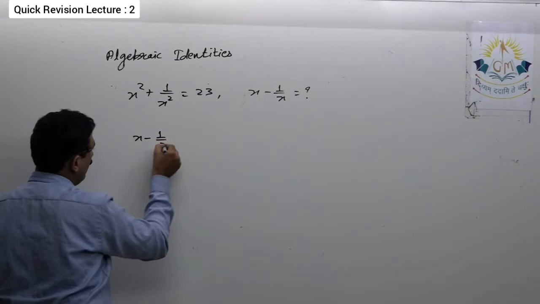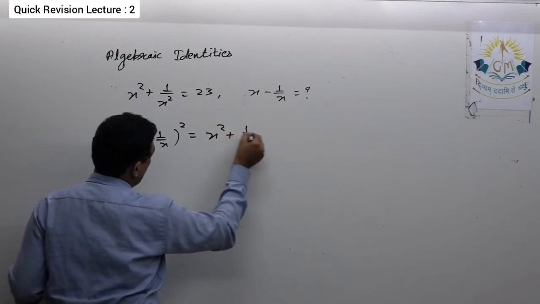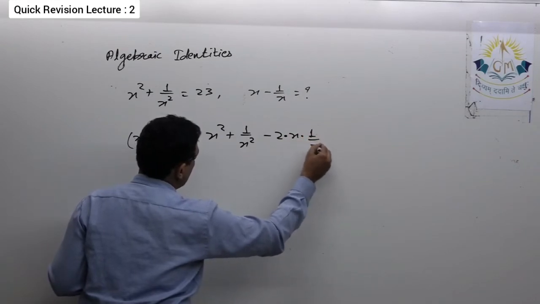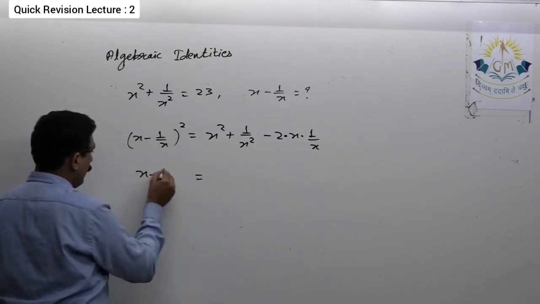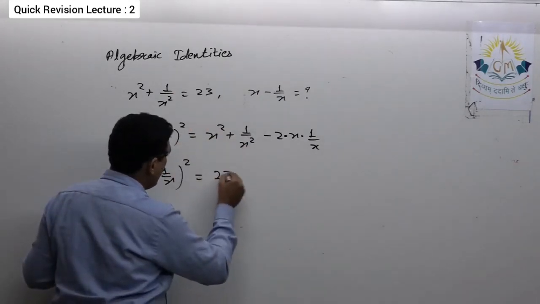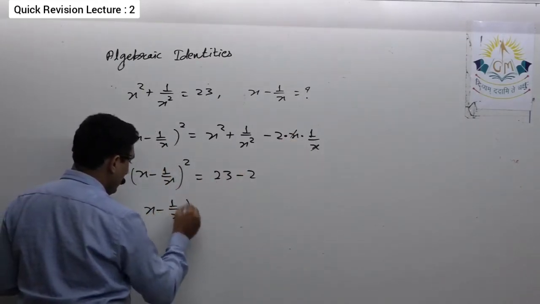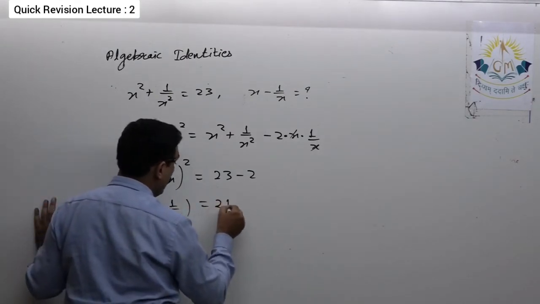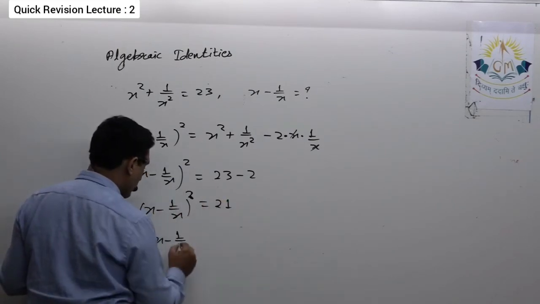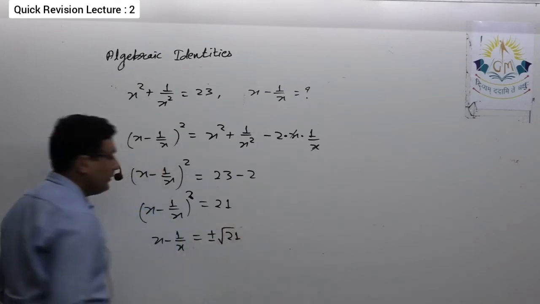I need to find this value. Okay, so if I apply this identity, I will get x square plus 1 upon x square minus 2 into a into b, isn't it? Now I can write x minus 1 upon x whole square is equal to, now this value is given already, that is 23, and minus 2. So ultimately x minus 1 upon x whole square is equal to 21. So x minus 1 upon x is equal to plus minus root 21.